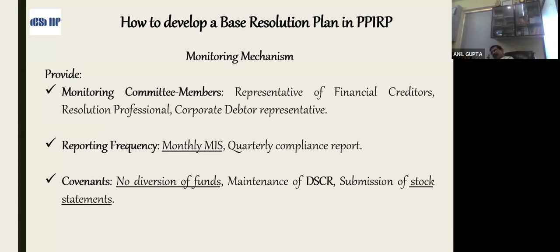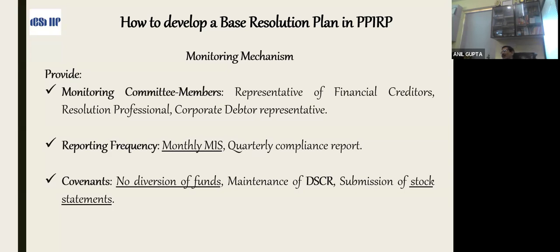Not only that, monitoring mechanism. How you will monitor the performance of the company. You have to form the monitoring committee members, like representatives of the financial creditors, that is the bankers or the financial institution. The resolution professional is also a monitoring committee member, and the corporate debtor representatives are also monitoring members in case of the PPIR. So I will take two members from this, two members from that. Like that, in the base resolution plan, the monitoring mechanism is also to be mentioned.